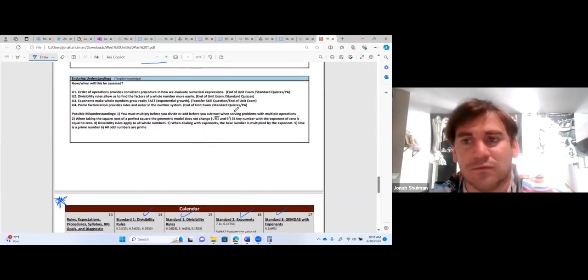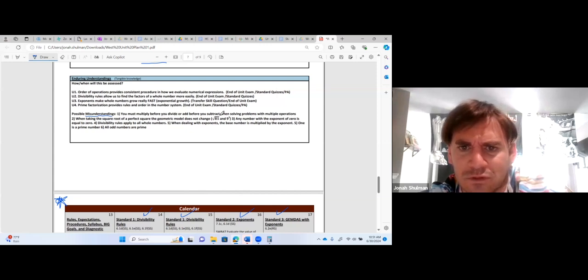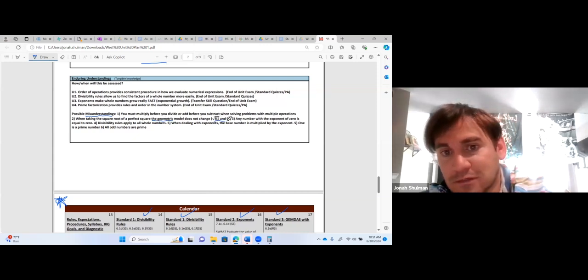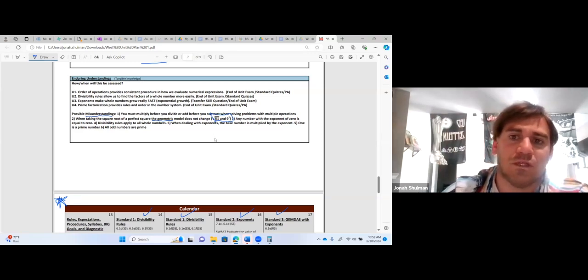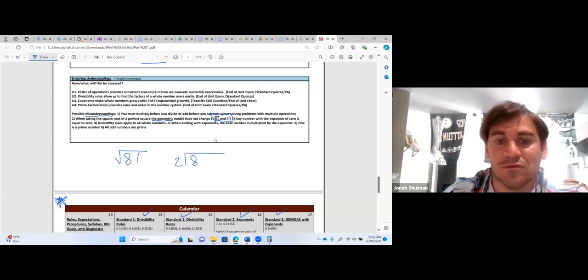Okay. And the main thing that we're going to go over next time is the possible misunderstandings, because this is going to come up all the time. You must divide or add before you subtract with multiple operations. When taking the square root, the perfect square and geometric model does not change. So square roots, everybody's going to divide. You'll see that mistake a ton of times. So I know this is for the next one, but the most common mistake you're going to see is when you see 81, most people just divide this by 2. You know, they're going to get 40.5.